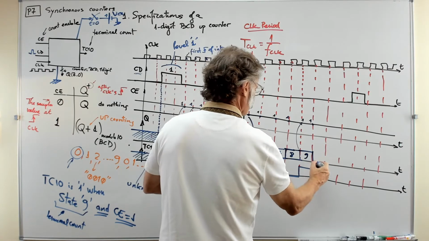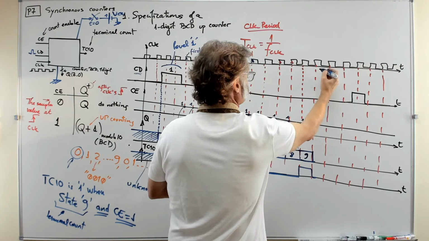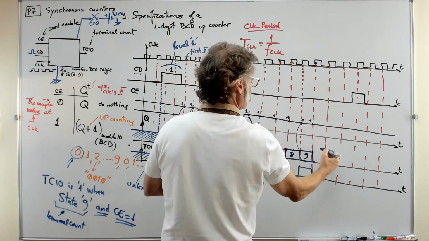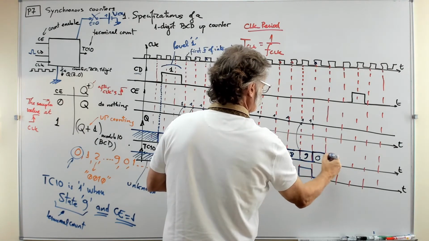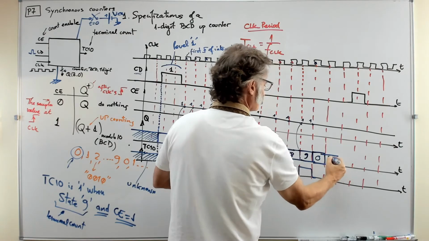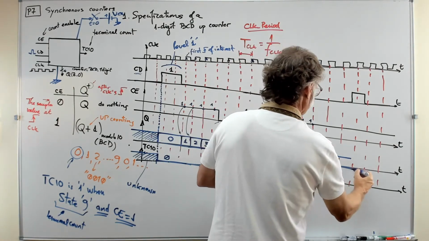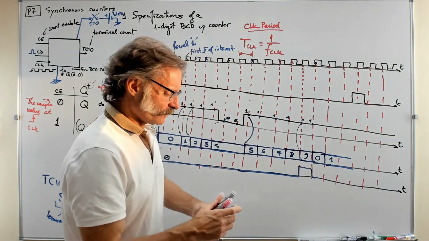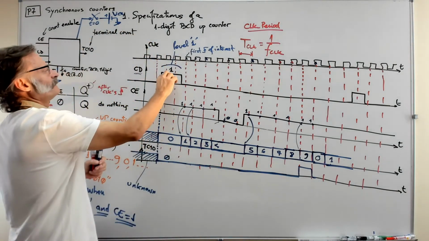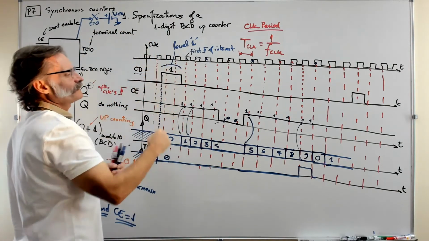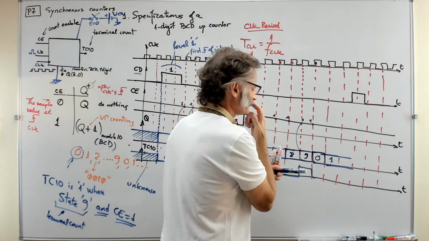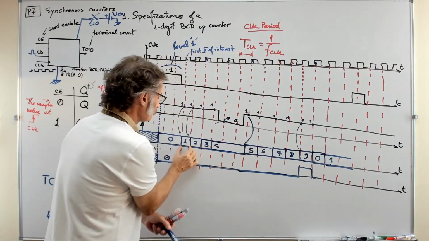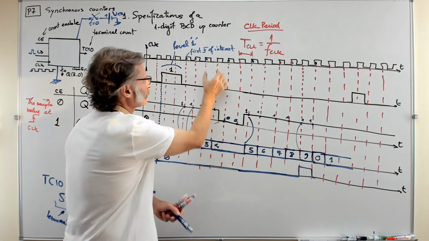So 9, and then what else? Because you are sampling again here, another 1, 0. And then a 1. And then what? Okay, then what? Well, another assertion of the clear direct. So look at this. This is synchronous. You see, the output changes only when you have the rising edge.